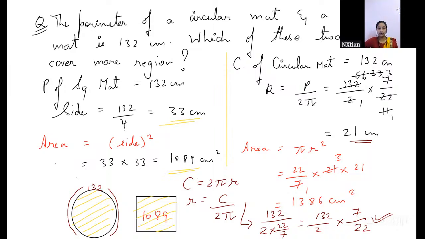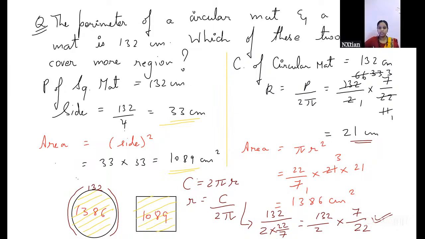Now when we know the radius, we can calculate the area, because the main thing in the area formula is the radius. Pi r square. Pi value we know, r square we have to do. So pi 22 by 7 into r square. 21 is my radius, so 21 into 21. Then I cancelled everything and got my area, which is 1386. So this area of the circle, 1386, means that it will cover more area compared to the square one.